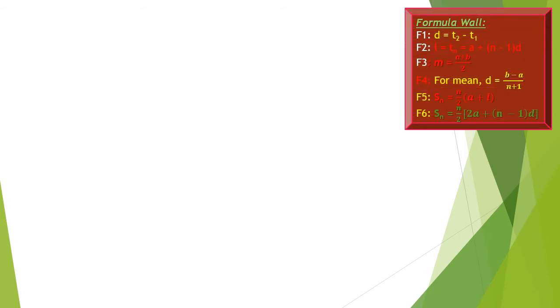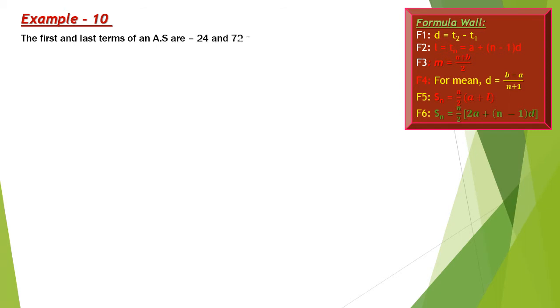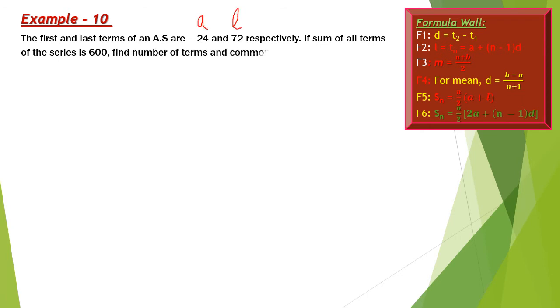Another example, that is example 10. A slightly different type of question, but the process will be the same. The question is on your screen. The first term is 24, the last term is 72, and the sum of all terms is 600. We don't know how many terms there are, so we have to find the value of n. The number of terms and the common difference both have to be found.